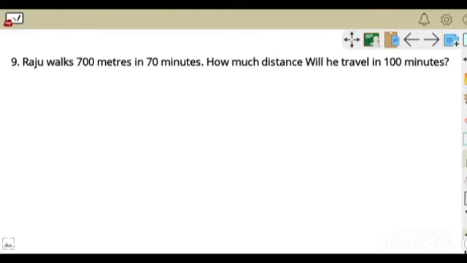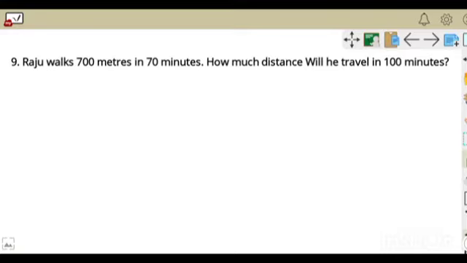Next we have question number 9. Raju walks 700 meters in 70 minutes. Okay, so this man, he can walk 700 meters in how many minutes? In 70 minutes. How much distance will he travel in 100 minutes? So if he walks for 100 minutes, how much distance will he be able to travel?